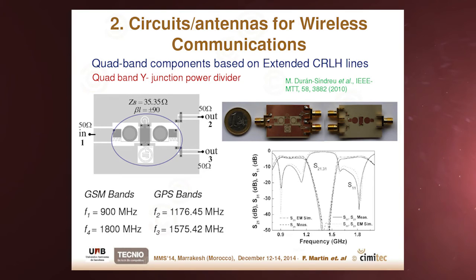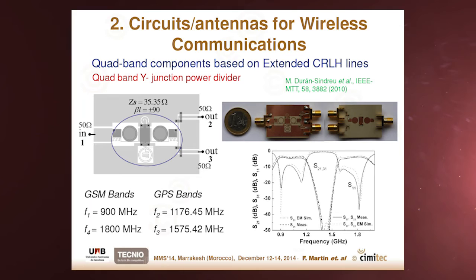This is just one example. Another one is a quad band component, in this case a quad band Y-junction power divider, based on the extended composite right-handed transmission line model, okay? Remember, in that model we have 4 parameters in the series branch and 4 parameters in the shunt branch. So it means that we can achieve a quad band functionality as it is.